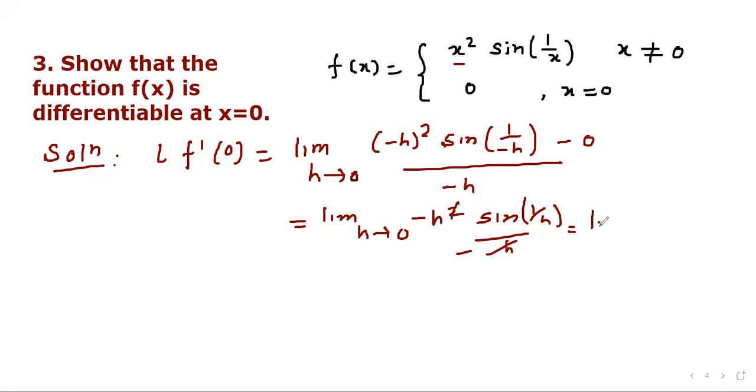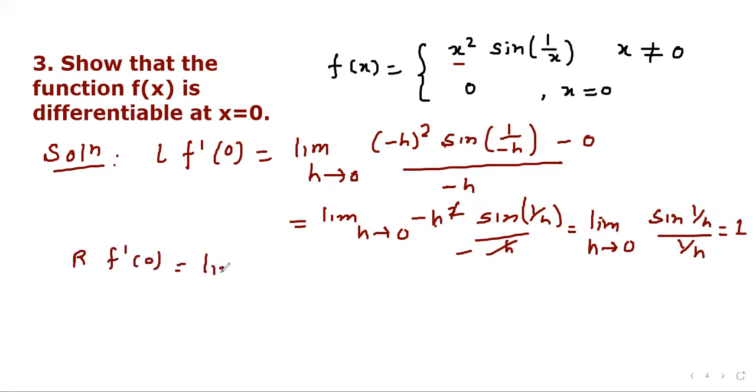So we will get limit h tends to 0 sin(1/h), and this h can be written as 1 upon h, which will give 1. Now consider right hand derivative Rf'(0). That will be equal to limit h tends to 0, and in place of x we have to write h this time. So it will become h² sin(1/h), and then if we put 0, second term will become 0 divided by h.